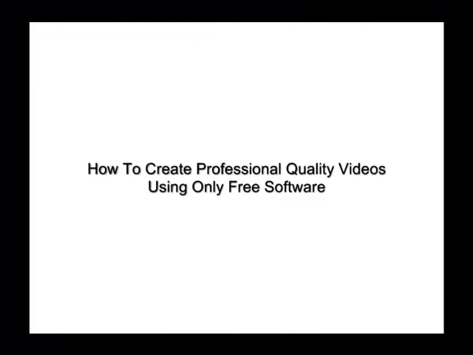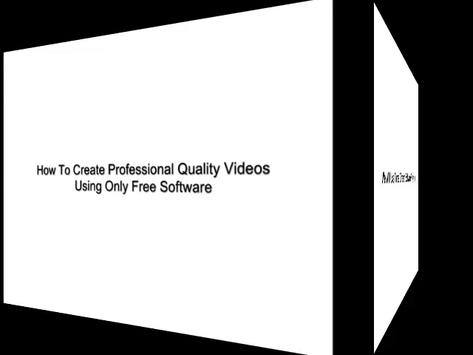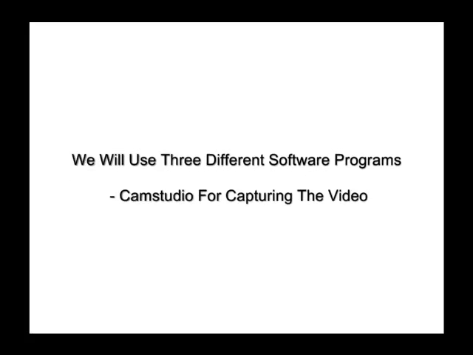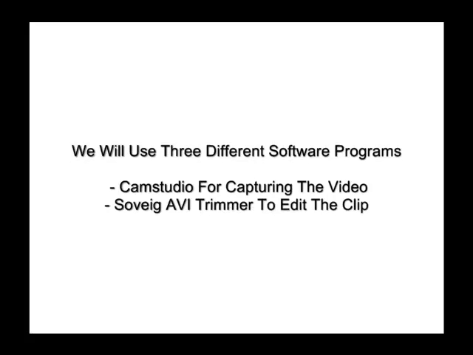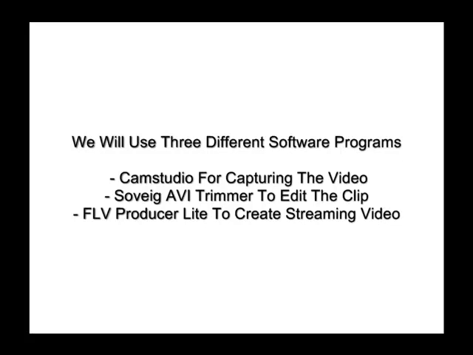In this video series, you're going to learn how to create your own professional quality videos using software that you can download for free. To create our videos, we will use three different software programs. First, we'll use CamStudio to capture the video from the screen. Then we'll use Sovig Abbey Trimmer to edit the clip. And then we'll use FLV Producer Lite to create the streaming video. You can download all of these programs from the links in the resources document.